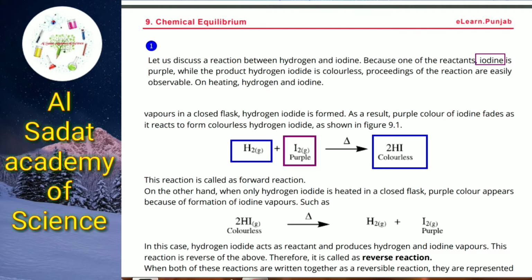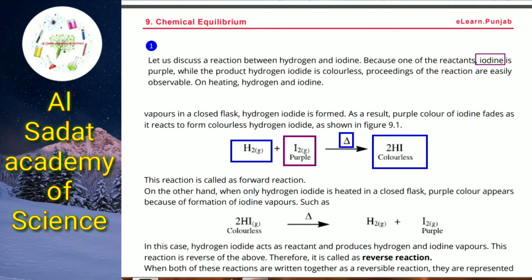In figure 9.1, you can see hydrogen and iodine combining. The delta sign indicates heat. We have to provide some heat. The delta sign indicates the condition, and the condition is heat. Delta is the symbol of heat, meaning we have to provide heat for this reaction to proceed in the forward and reverse reactions.